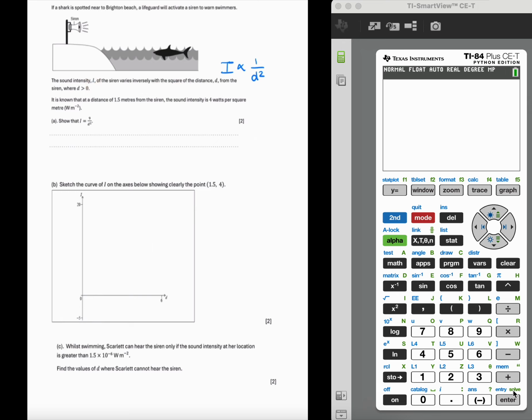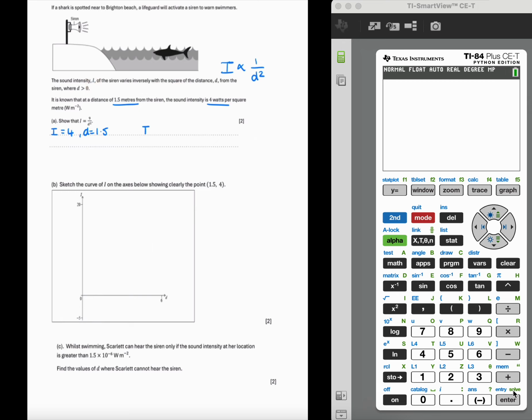And we're told that it's known that a distance of 1.5 meters has a sound intensity of 4. So knowing that pair, the two pieces of information that go together that help us to find the equation, we're told that when I is equal to 4, d is equal to 1.5. You'll always be given that pair of information when you have a proportionality question.